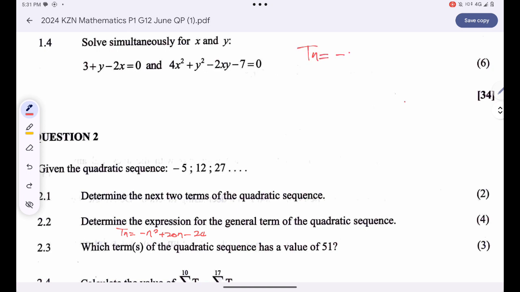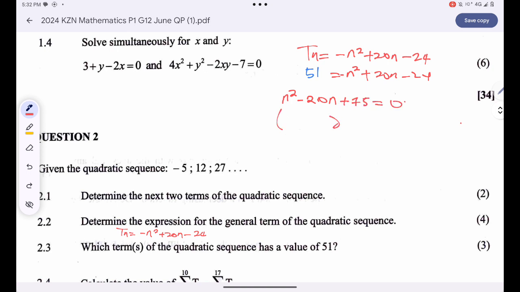Tn is equal to negative n squared plus 20n minus 24. I want to find the value of n if and only if Tn is equal to 51. So negative n squared plus 20n minus 24 equals 51. Then all I have to do is bring these to the other side. Now the n squared will be positive, the 20n will be negative, and then I'll simply have 51 plus 24. This will simply give me 75.